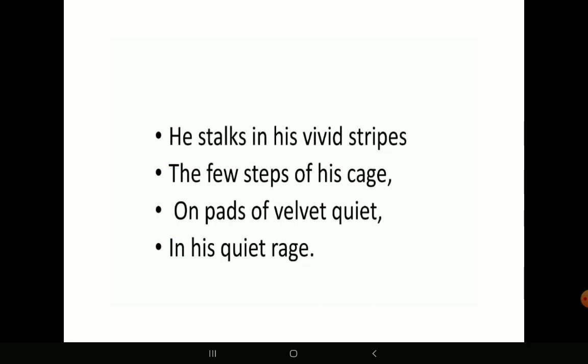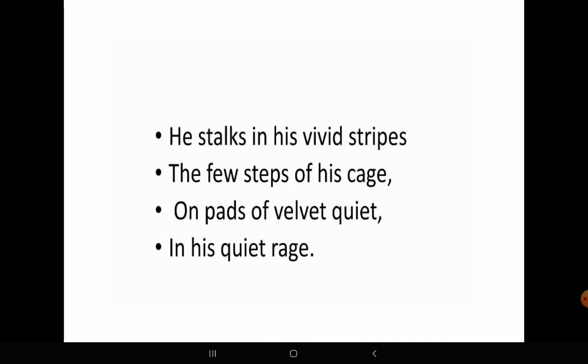So what are these 4 lines saying? He stalks in his vivid stripes. He here refers to the tiger. Stalks means he walks slowly in his vivid, clear stripes, the lined pattern on the body of a tiger. The few steps of his cage. Now what do the few steps here refer to? The cage's boundary is quite limited, restricted. So obviously the tiger can take only a few steps, can't move like a tiger could have moved in a jungle.